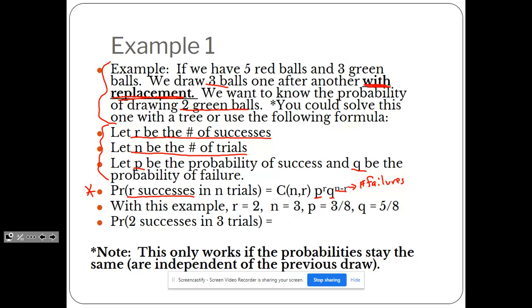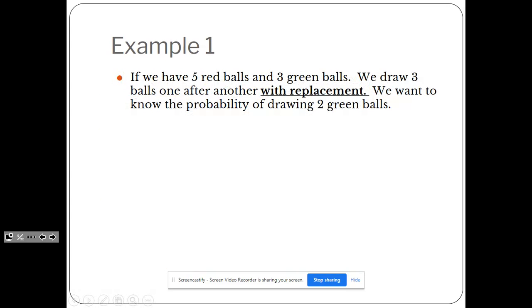On the next slide, I'm going to set the formula up and do it. We have a little bit more room. Again, this only works if our probabilities stay the same. Otherwise, we've got to draw out a big tree. So, same situation: we had 3 trials, so we're drawing 3 balls out. We want a probability of 2 greens, so 2 successes.